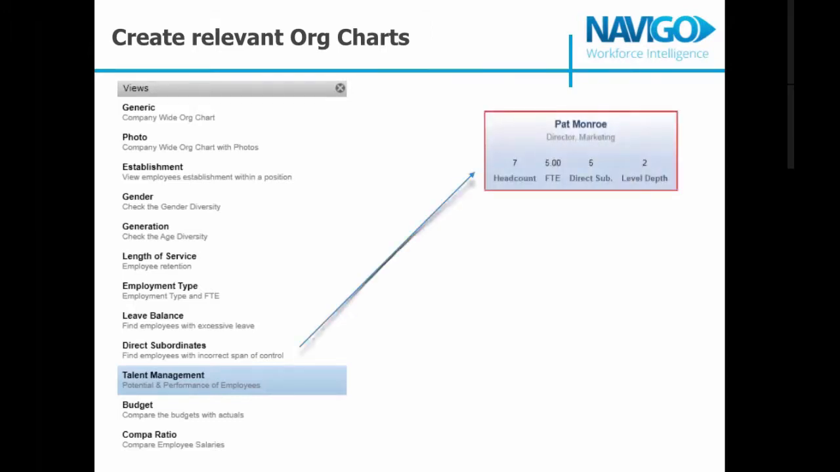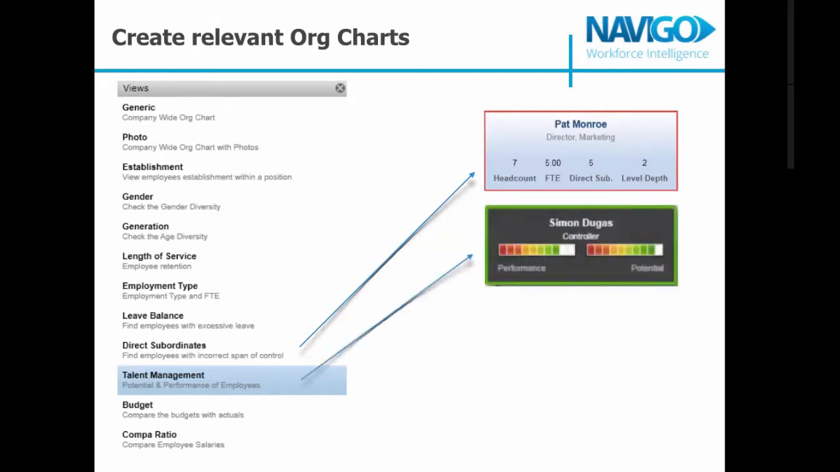So notice in the record we have a roll-up of headcount and FTE of Pat's team, the number of direct subordinates reporting to Pat, and the hierarchy level depth. We can also utilise conditional formatting, so in this case a red border, to give us a warning that we may have organisation imbalances. The criteria for these visual alarms are completely configurable according to your situation.